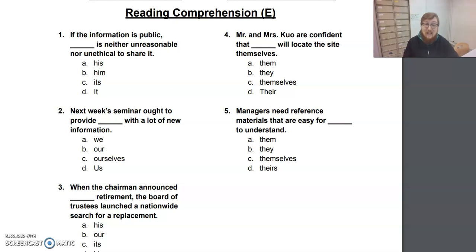So in this context, information is the subject, right? Well, information is an inanimate object. And in English, it's a Germanic language, but we don't really identify objects with masculine or feminine pronouns, or using articles connected to masculine energy or feminine energy. We don't do that. We just usually use it, which is genderless or neutral, the neuter form. So if the information is public, it is neither unreasonable nor unethical to share it.